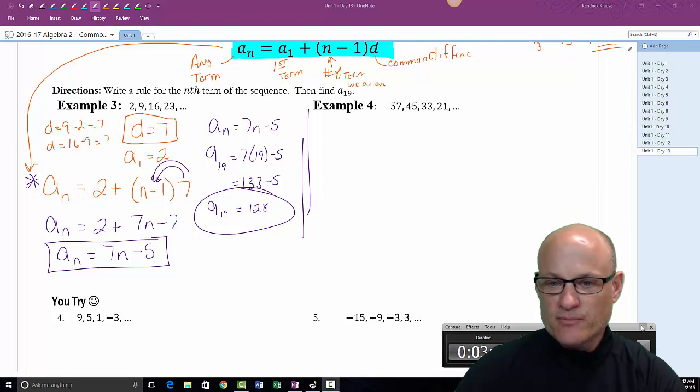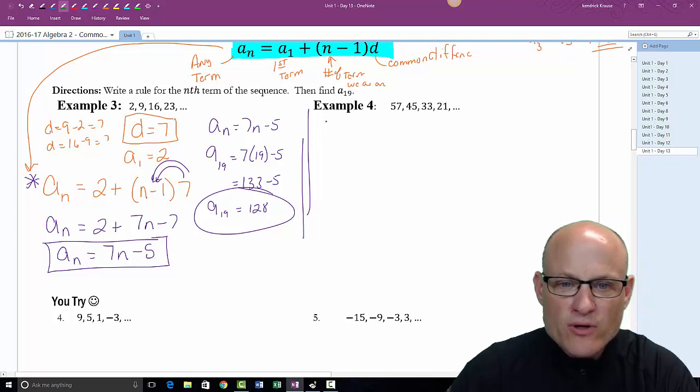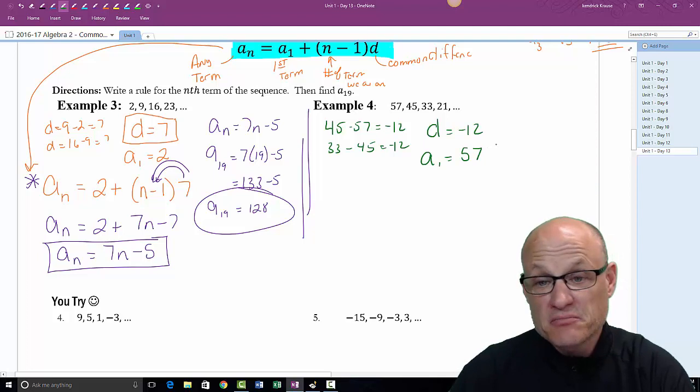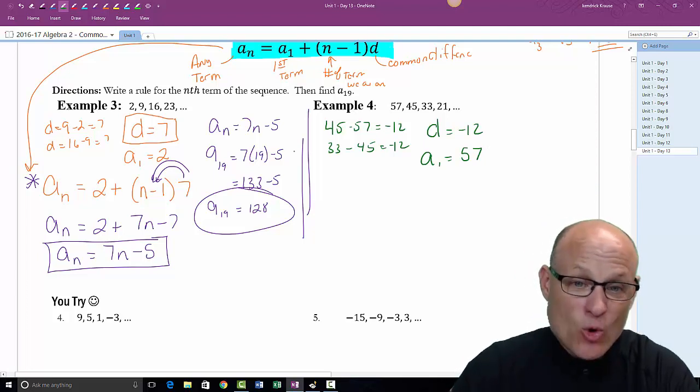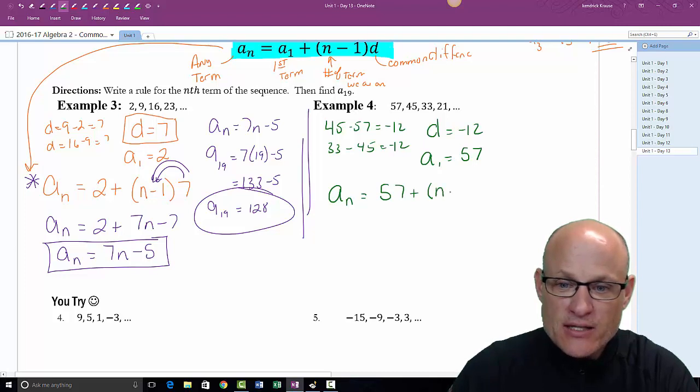All right, so let's take a look at this one. 45, let me do a different color, green. 45 minus 57, well, that's negative 12. 33 minus 45, oh, that's negative 12. And if you look, it's going down 12, down 12, down 12, so D is equal to negative 12. A sub 1 is equal to 57. I've got everything I need now in order to write the arithmetic sequence. So A sub n is equal to 57 plus n minus 1 times negative 12.